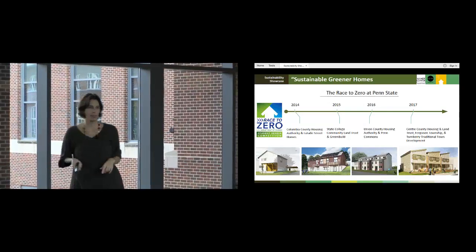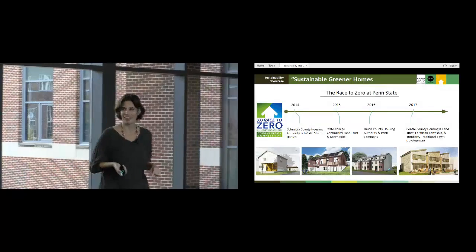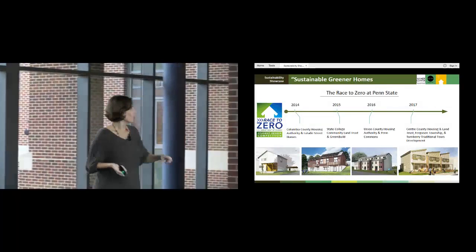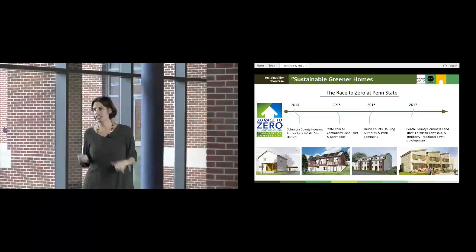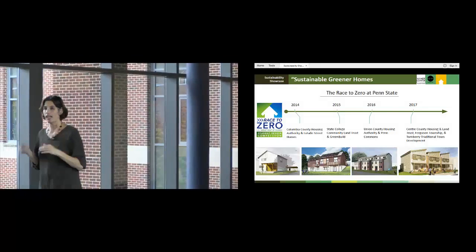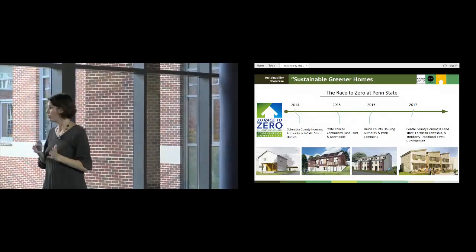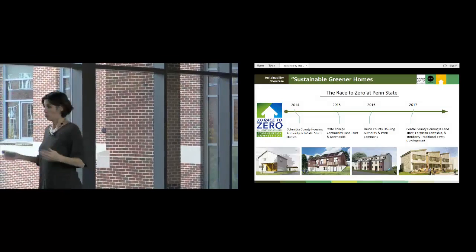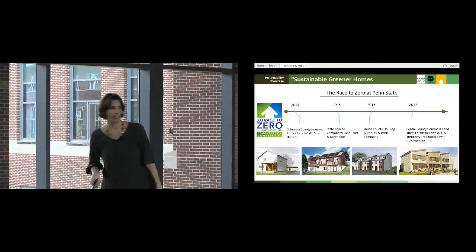More recently, I know there's a couple racers in the audience. In 2015, they changed the name of that to the Race to Zero competition, challenging students with actually realizing, what do we need in order to make this work?